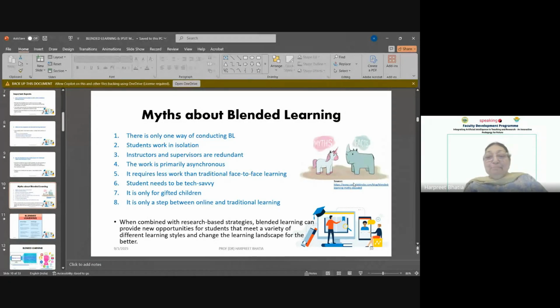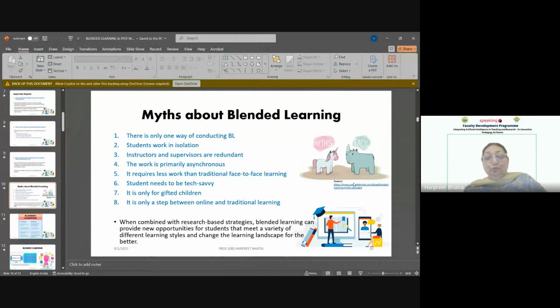So there are some myths also about blended learning. There are people who think that there is only one way of conducting blended learning, that online and offline, we mix and call it blended learning. But there are different models and different ways in which blended learning can be done. And depending upon the need, you can change the model of blended learning in your same class. It's not as if you can only follow one method of blended learning.